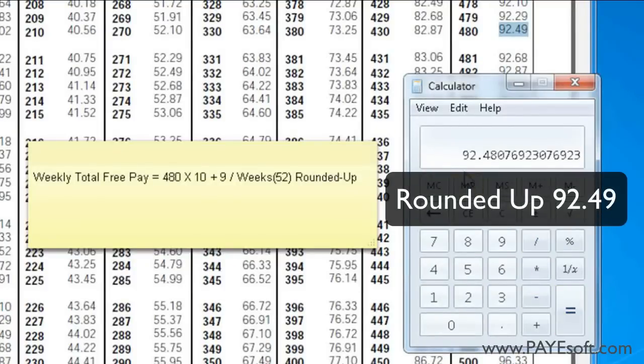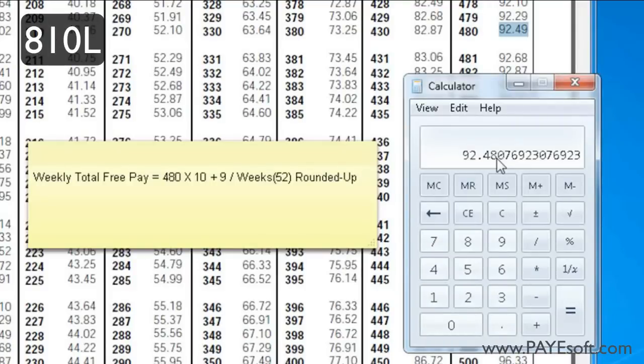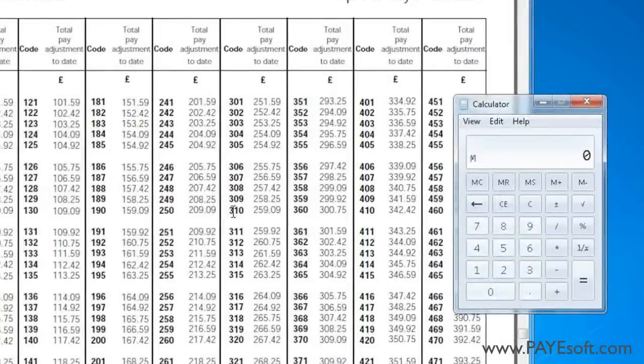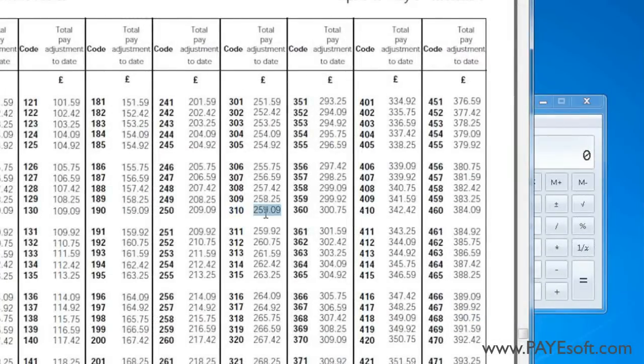Tax codes over 500 are a bit more complicated, but we'll use 810L as a tax code for a monthly paid employee. The same applies for a weekly paid employee, but use the weekly lookup tables. Divide the code into units of 500 and note the number of units and the amount left over. For code 810, the number of units of 500 is 1 and the remainder is 310. Look up the amount of pay adjustment from the appropriate lookup table for the remainder.